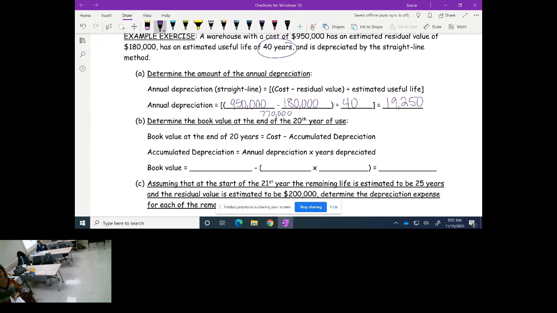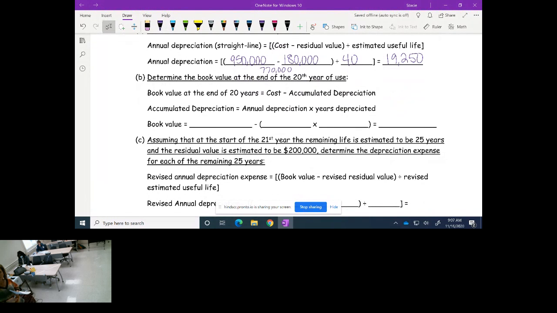So part B. We're 20 years into the life of this asset, and our book value at this point, book value is always going to be cost minus accumulated depreciation at that given time. So our book value at the end of 20 years is cost minus accumulated depreciation. And then our accumulated depreciation formula to help us find that number is annual depreciation times the years depreciated. So we'll plug our numbers into this formula.